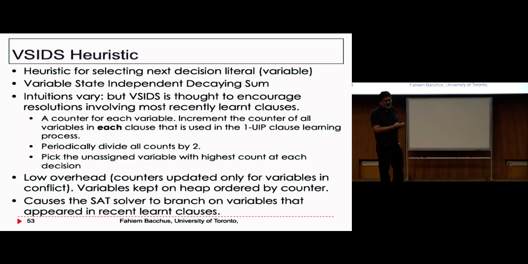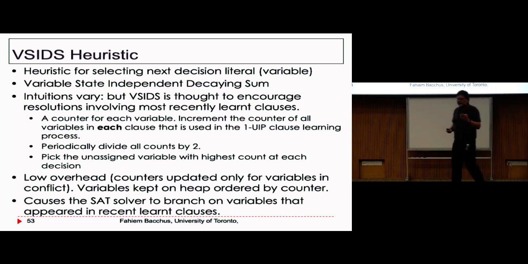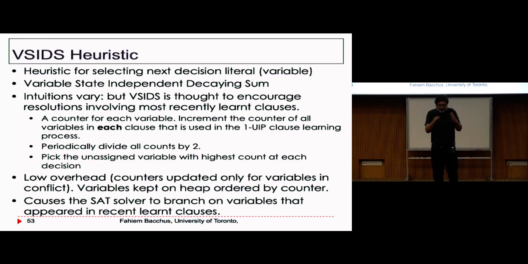And you can do that with a heap. So you don't have to sort the variables, and you can update the heap, and it's fairly efficient to do that. And basically what that's doing is causing the SAT solver to branch on the variables that appeared in recently learned clauses. Why does that work theoretically? We don't really understand. But it does seem to work empirically.